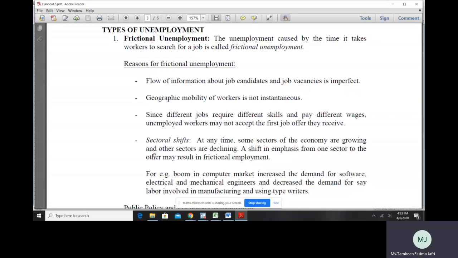So time आता है, ज़माना चेंज होता है at any given point in time. Some sectors they are growing, and other sectors they are fading. So that also results in frictional unemployment. So it takes time for people who are being fired from the sectors which are declining to be reabsorbed in a sector which is booming.